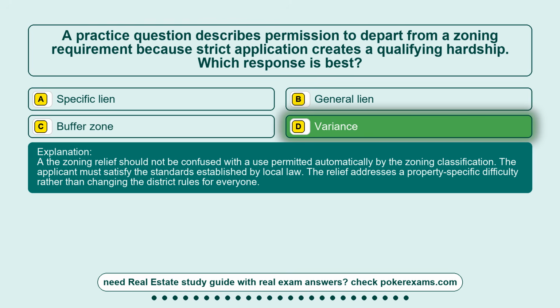The zoning relief should not be confused with a use permitted automatically by the zoning classification. The applicant must satisfy the standards established by local law. The relief addresses a property-specific difficulty rather than changing the district rules for everyone.